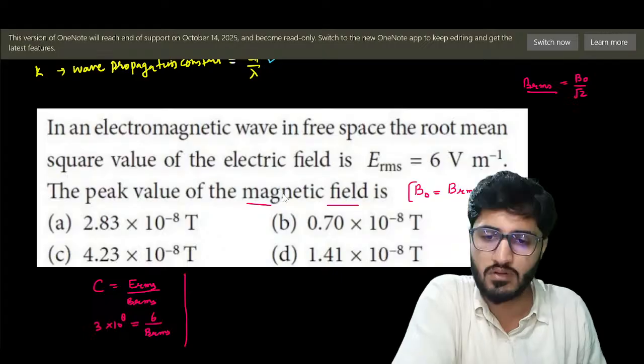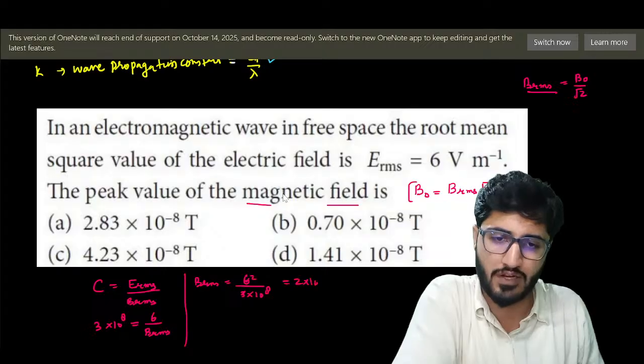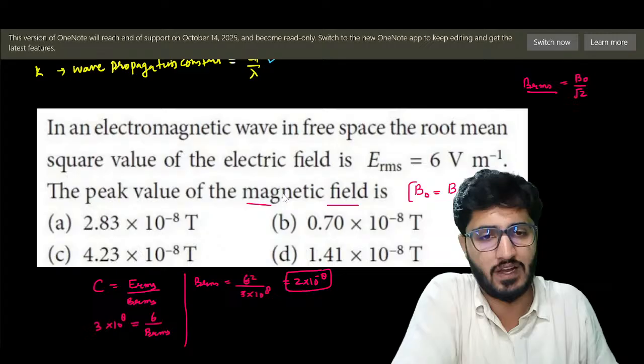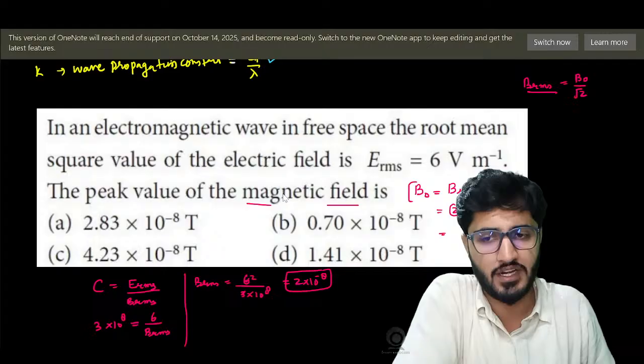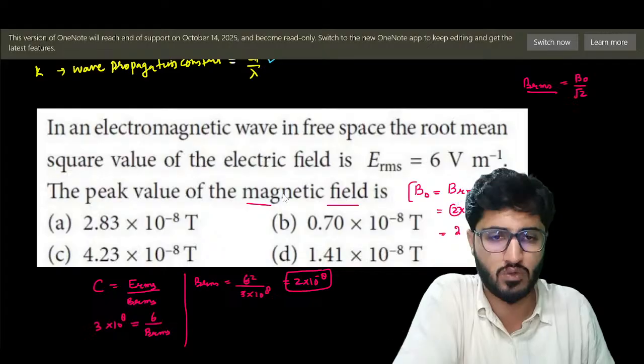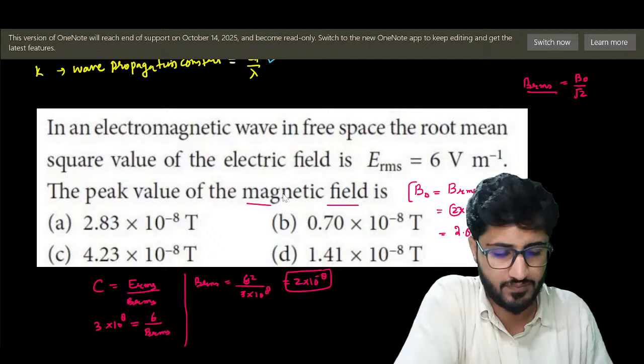Look now. So B RMS equals 6 divided by 3 times 10 to power 8, which is 2 times 10 to power minus 8. Place the value here now. So it came out to be 2 times 10 to power minus 8 multiplied by under root 2, which is 2.83. I guess 1.4 into 2, so 2.8 times 10 to power minus 8 Tesla. Option number A is correct.